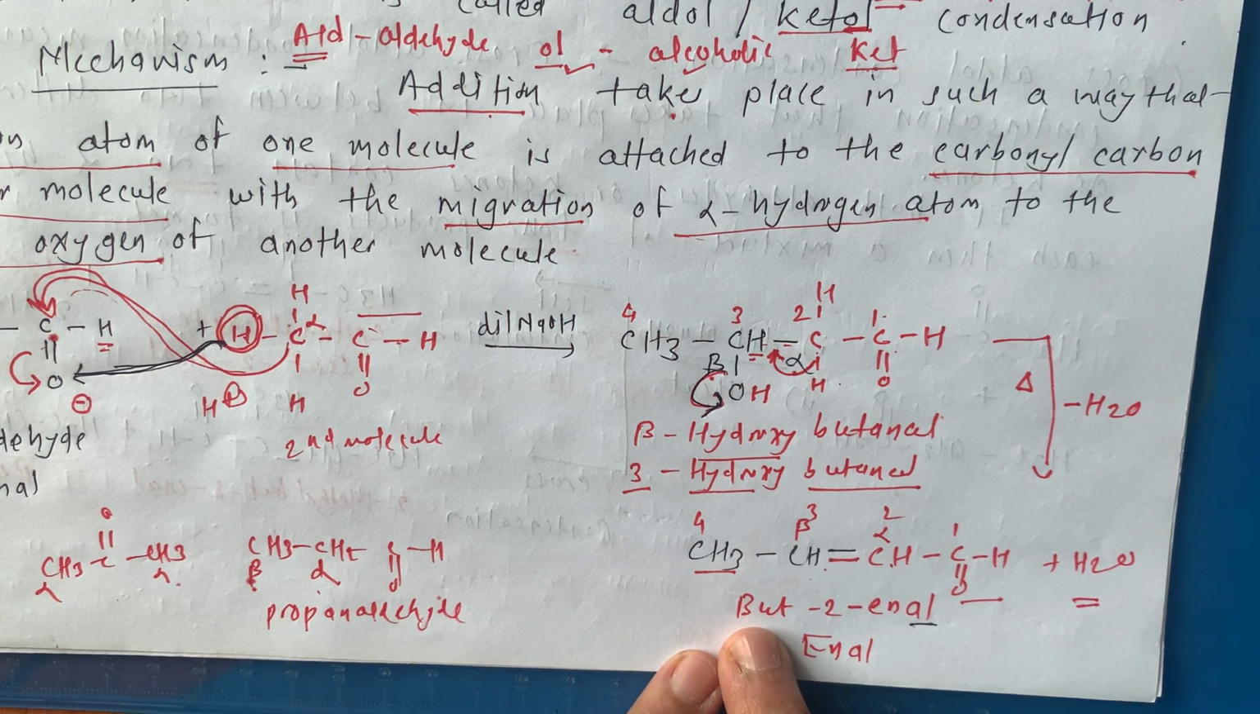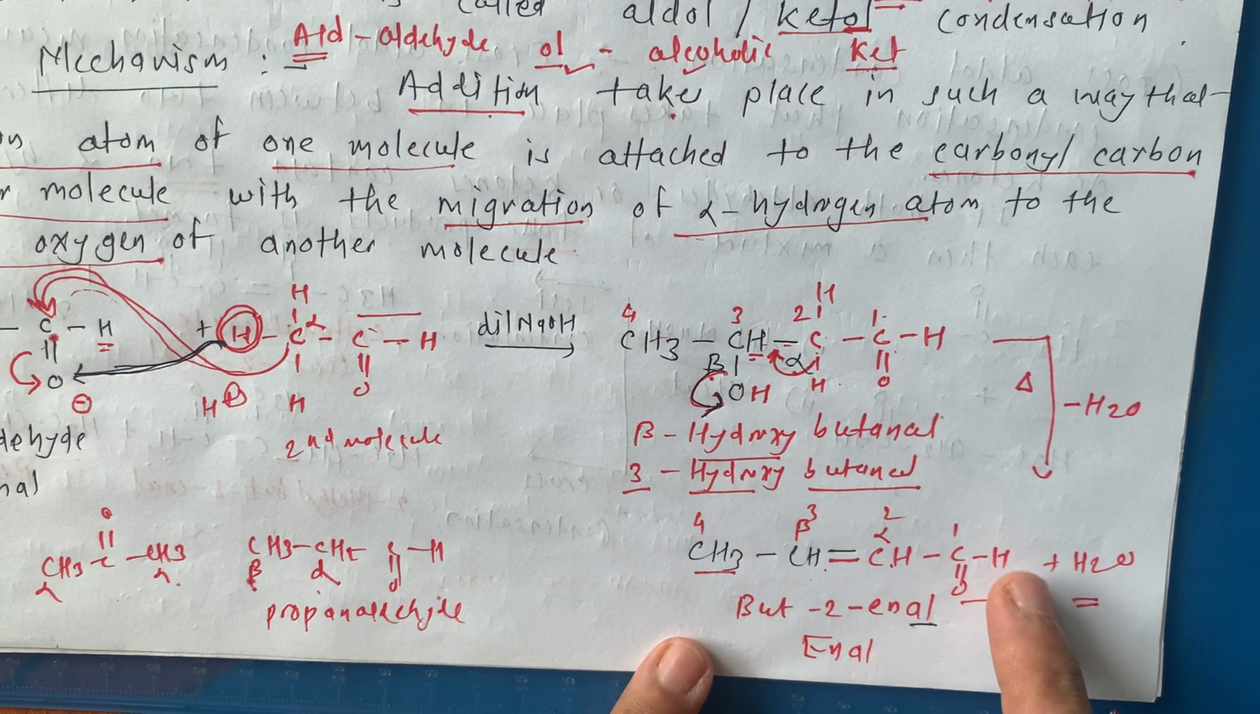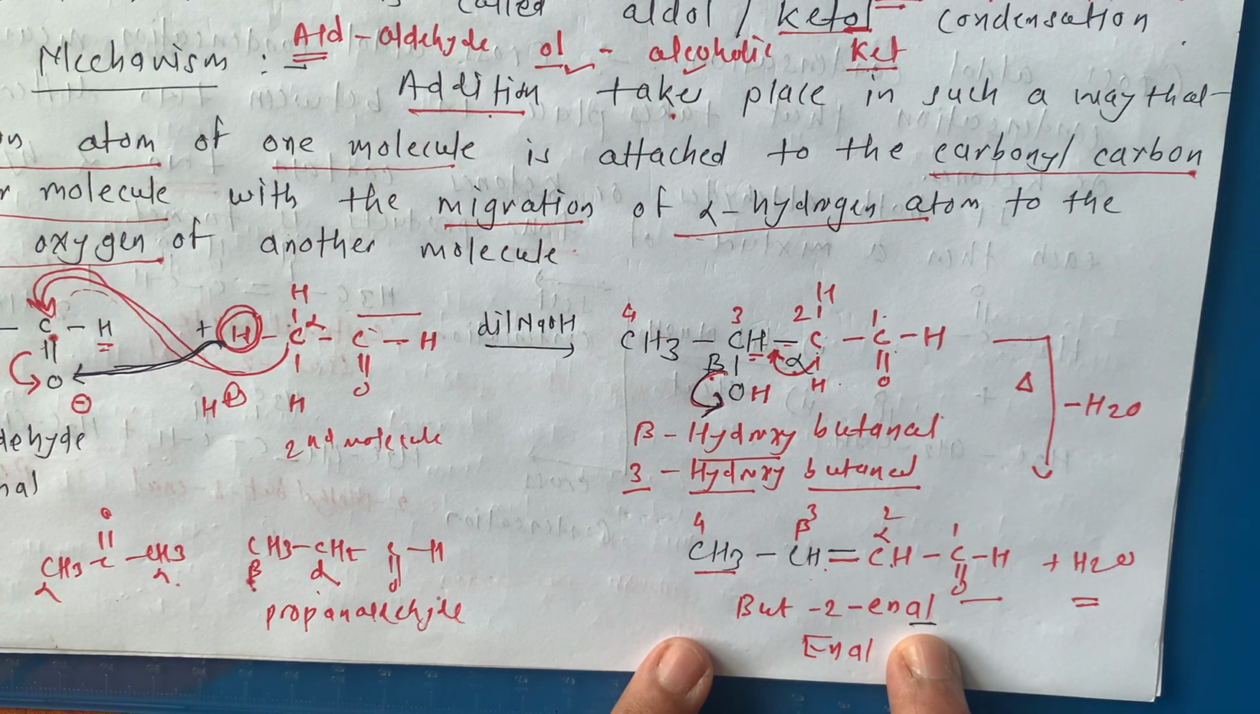So we write but. Then on the second carbon there is a double bond, so this is 2-en. En is for alkene. The functional group according to priority is aldehyde, so this is the derivative of aldehyde. We write Al as the short form of aldehyde in IUPAC. So the compound is but-2-en-al. So this is enal, or you may say inal, according to your understanding.